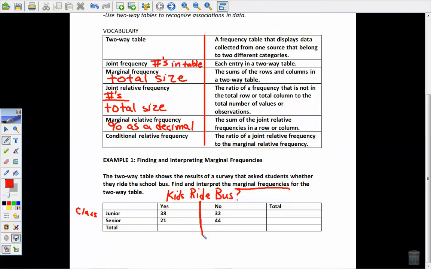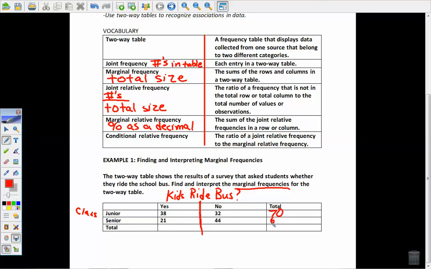How many juniors are in a class? What would you do with the 38 and 32, kids? Add them up. What's that add up to? 80. Careful. 70. All right, so there's 70 of them. 70 juniors surveyed. How many seniors were surveyed? 65.